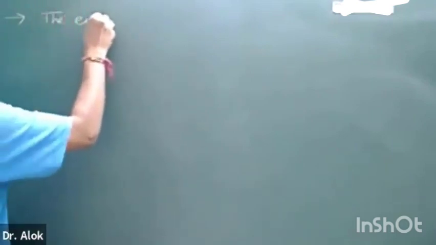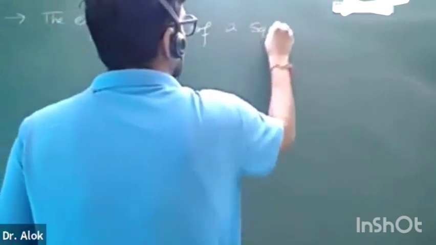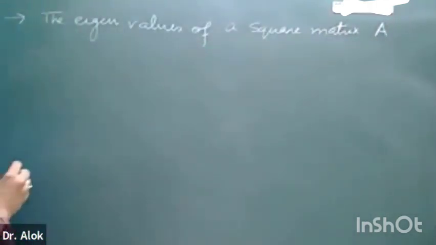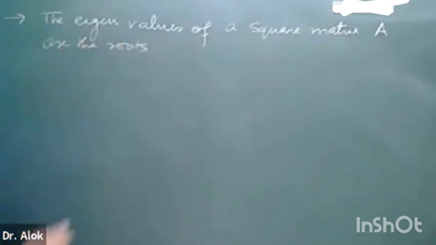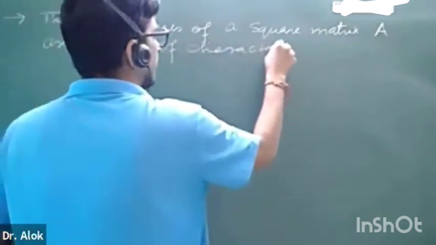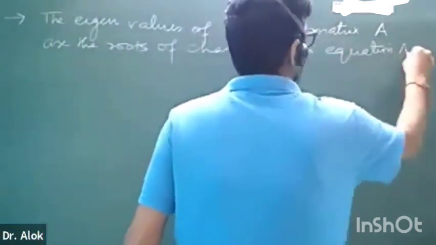The eigenvalues of a square matrix A are the roots of the characteristic equation of A.